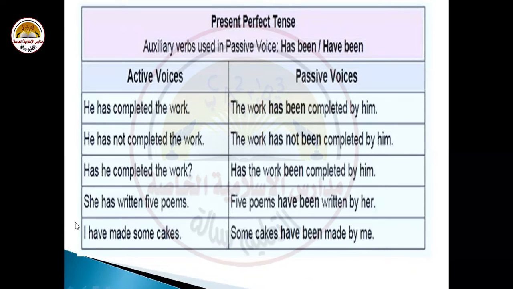Has he completed the work? This is interrogative. Number 4, has the work been completed by him? She has written 5 poems. 5 poems have been written by her. I have made some cakes. Some cakes have been made by me. Notice we change I to me. Okay?